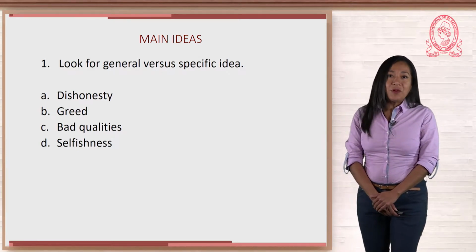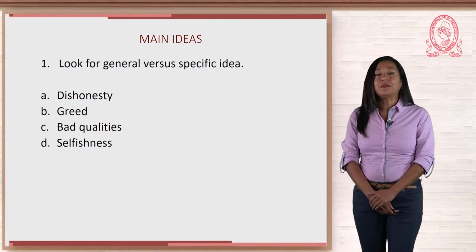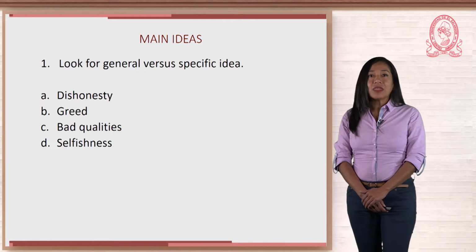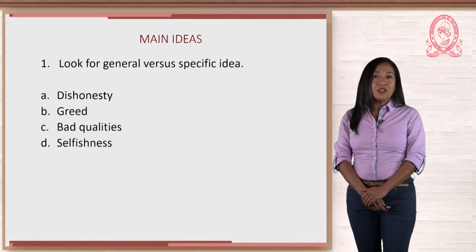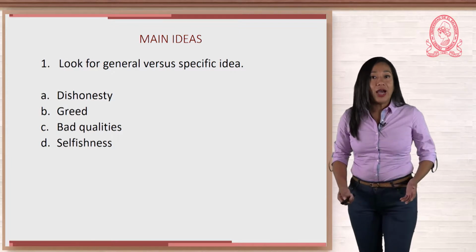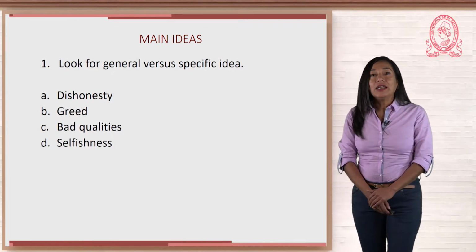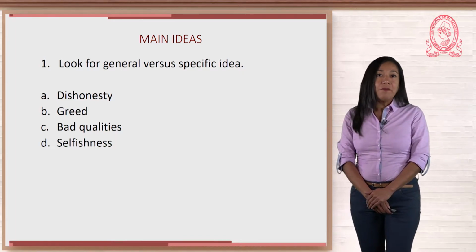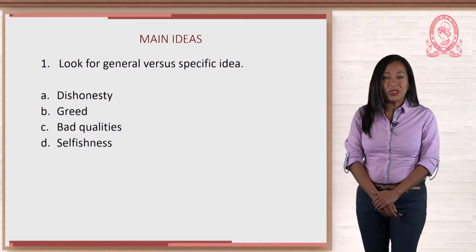Now, let's practice a little bit recognizing main ideas with strategy number 1. Look for general versus specific ideas. In the list of words below, which 3 items are specific ideas and which item is the general idea? The items are letter A, dishonesty, letter B, greed, letter C, bad qualities, and letter D, selfishness.